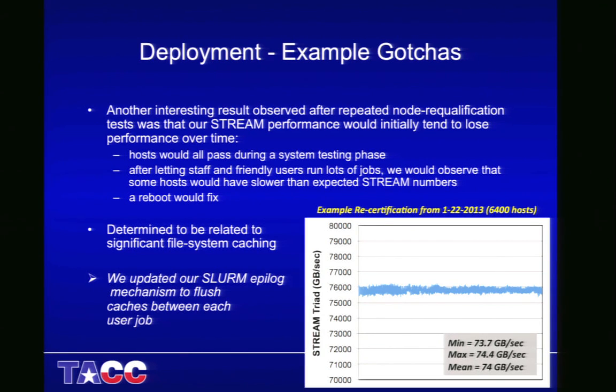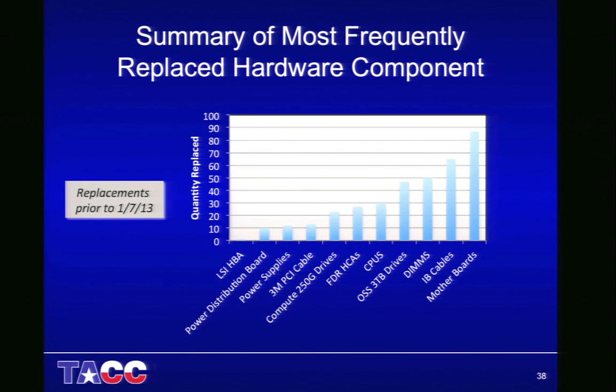And so one of the things we did is we changed our SLURM epilogue mechanism to flush the caches between every job. And once that's done, this is the kind of level of repeatability that we see on our Stampede system. So this is just looking at STREAM on every single compute node on the system. And obviously, it's pretty tight grouping there, averaging about 75 gigabytes per second. You might ask, what did you have to replace during deployment? These are the kinds of things we had to replace.